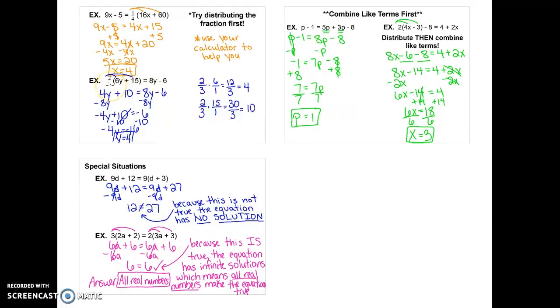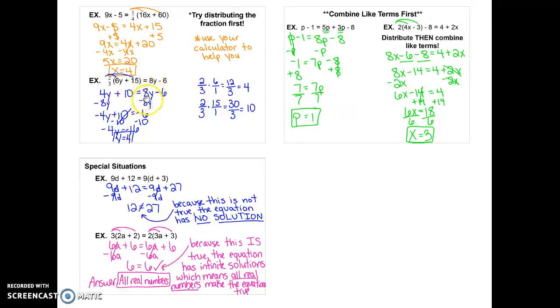Same thing here. 2/3 times 6 is 4y. 2/3 times 15 is 10. Use your calculator. The work for both of those calculations is off to the side if you want to see them. Multiplying fractions is simple. You multiply straight across and then reduce. Okay, carry down your 8y minus 6.